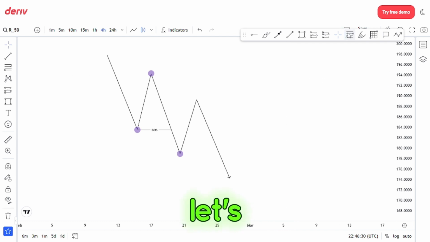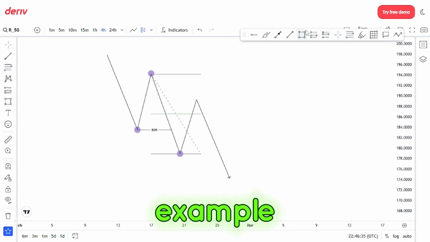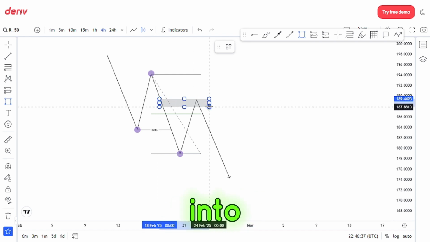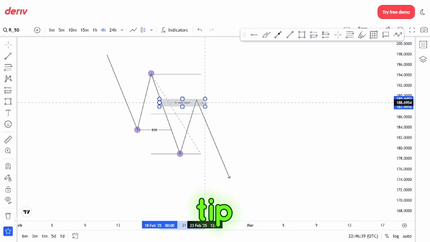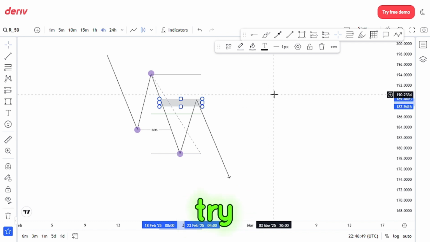And in this case, let's say we use it from this high to this low. Then as you can see on the example, the market pulled back into this area here. Another tip that you can use is to use your fair value gaps to spot your areas of supply, just because whenever the market has gaps or fair value gaps, it will try and fill those gaps before pushing to the downside.